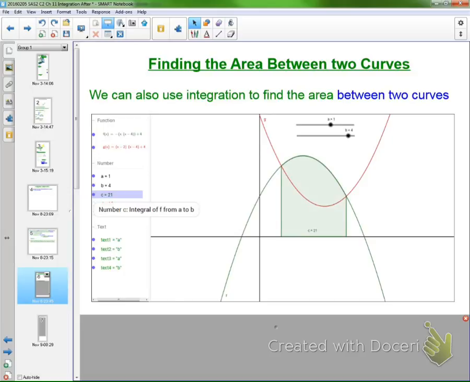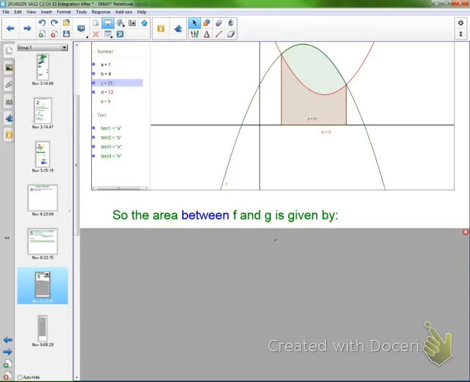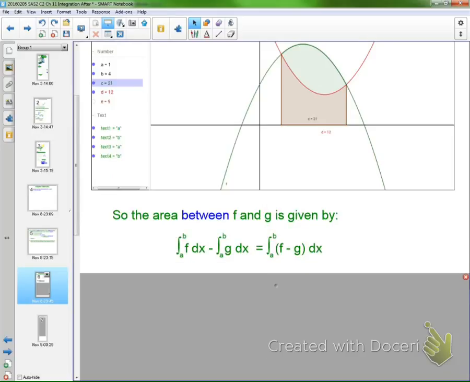The area underneath F is now this, and the area underneath G is now this reddish area. But by subtracting the two areas underneath the curves, we find that this part will cancel out, and we're left with the area that we want, the area between both of the curves. So, we have that the area between F and G is given by the difference between the areas underneath the curves, well, between the curves and the x-axis.